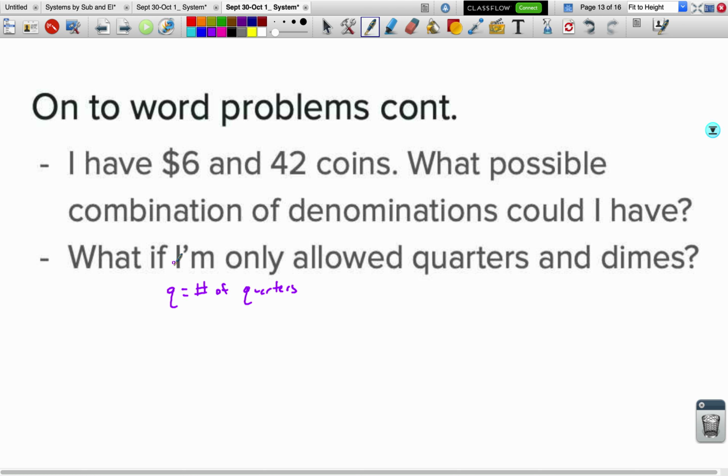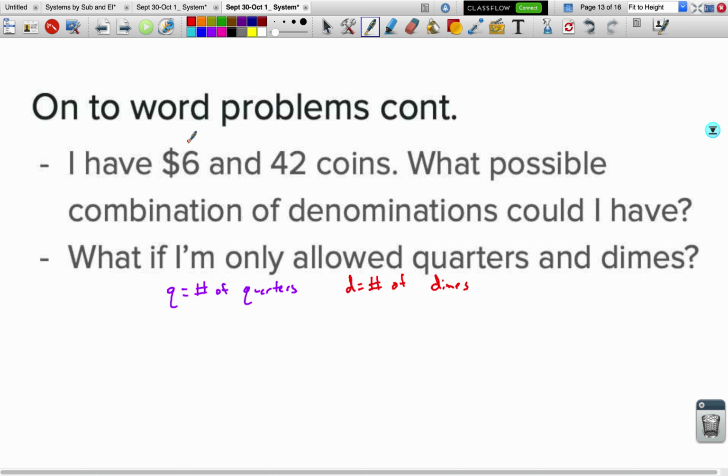Now don't just say Q equals quarters, because then it's a little ambiguous. You could say, well, is it the value of all the quarters? Is it the cost of 1 quarter? Is it something else? The weight of the quarters? You know, we don't know. Number of quarters. This is now nice and explicit. Now we'll do the same for dimes. D equals the number of dimes.